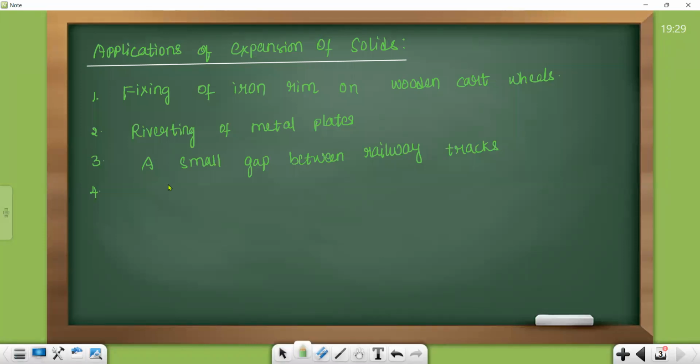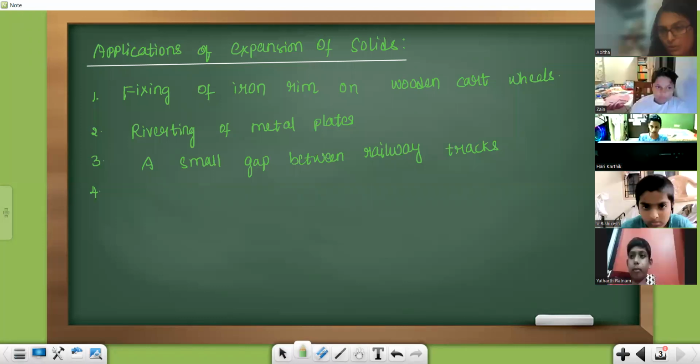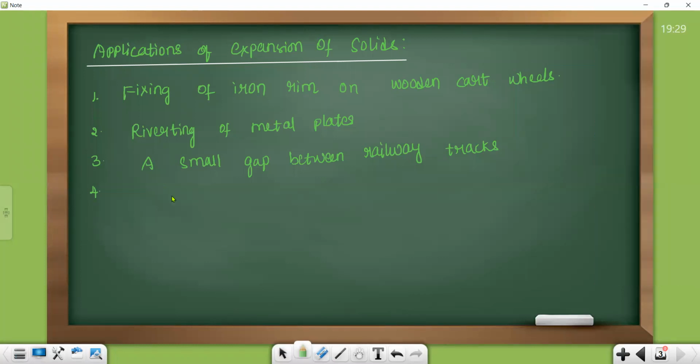Next, a small gap is left between the blocks while laying the concrete roads, as Karthik told. So you can write: a small gap is left between the blocks while laying the concrete road.